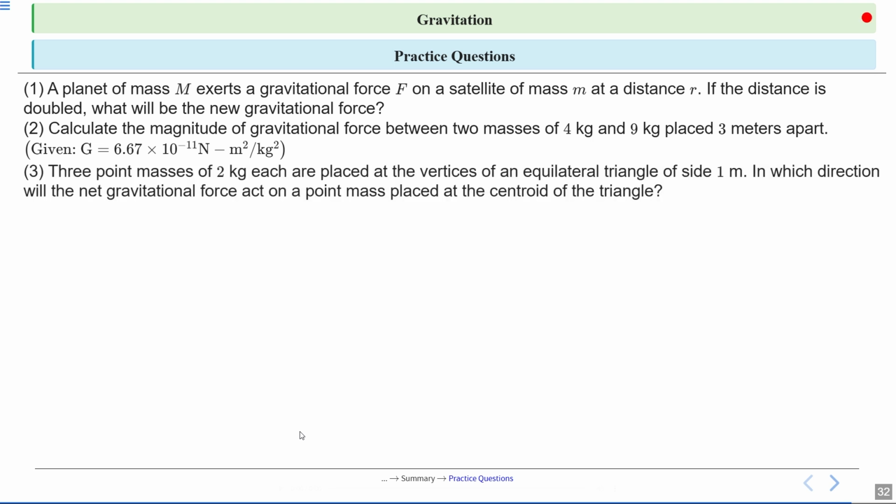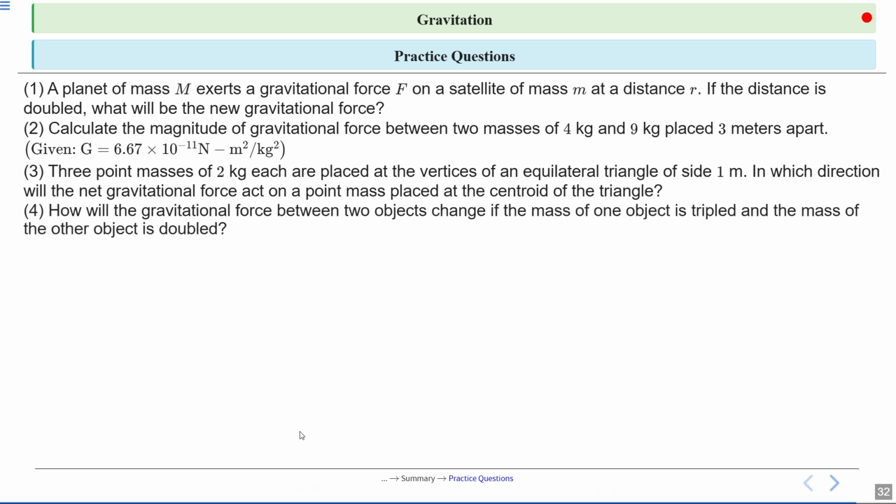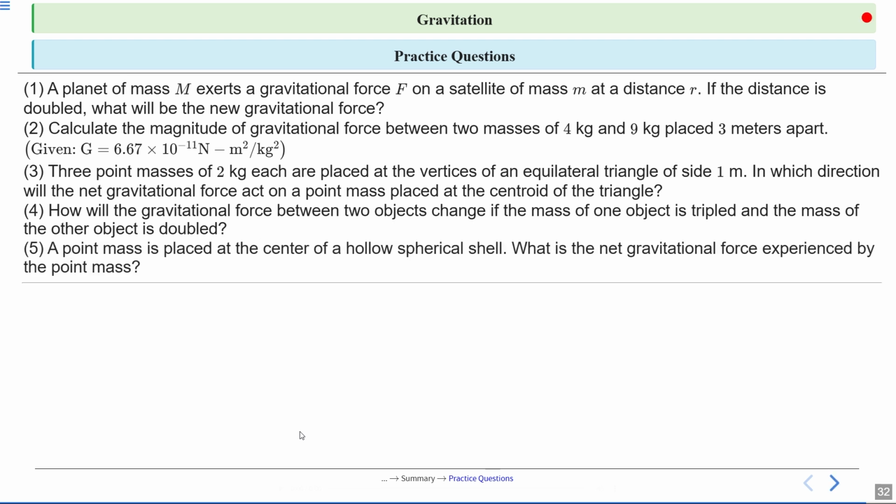Third, three point masses of 2 kg each are placed at the vertices of an equilateral triangle of side 1 meter. In which direction will the net gravitational force act on a point mass placed at the centroid of the triangle? Fourth, how will the gravitational force between two objects change if the mass of one object is tripled and the mass of the other object is doubled? Fifth, a point mass is placed at the center of a hollow spherical cell. What is the net gravitational force experienced by the point mass? Alright, so these are practice questions and this is homework for you.